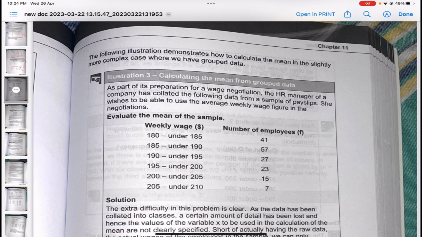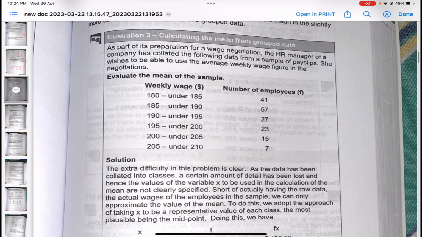Okay. The following illustration demonstrates how to calculate the mean in a slightly more complex case where we have grouped data. Till now we had data which wasn't grouped in nature. Now we'll be having data which is grouped in nature. How are we supposed to calculate arithmetic mean when the data which is given is grouped? As part of its preparation for a wage negotiation, the HR manager of a company has collated the following data from a sample of pay slips. She wishes to be able to use the average weekly wage figure in negotiations. So we need to find that out.